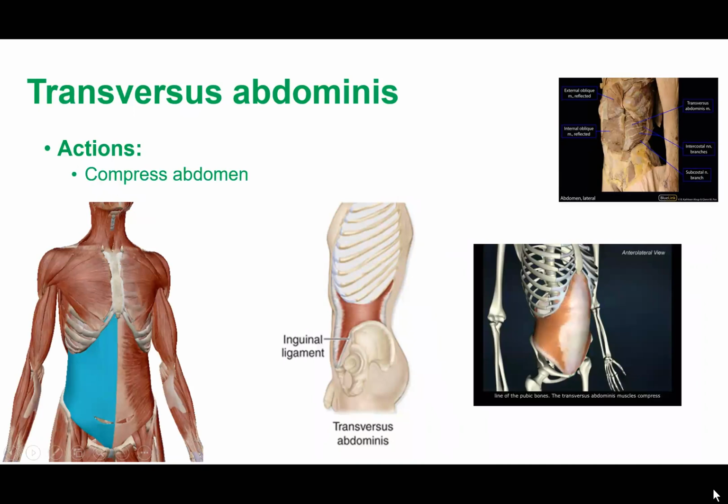The transversus abdominis muscles compress the abdomen and in doing so raise intra-abdominal pressure and assist in forced expiration. They are innervated by the intercostal nerve.